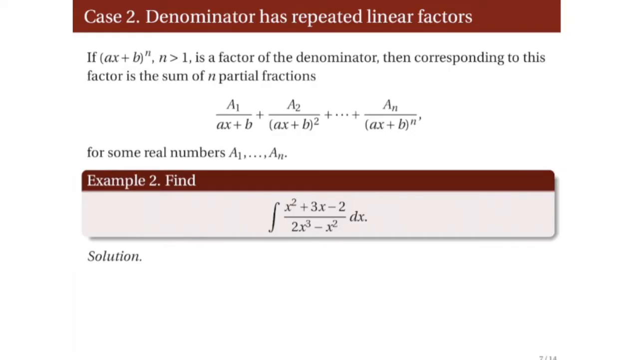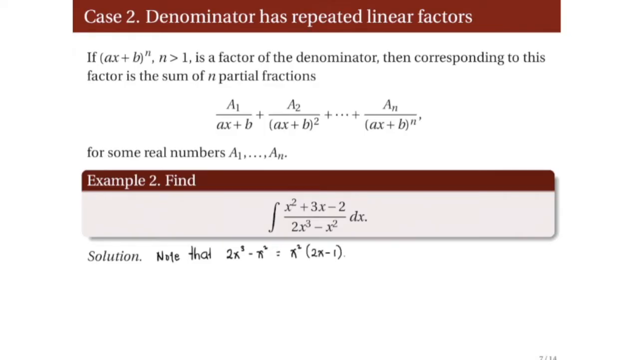So, as an example, let's find here an antiderivative of x squared plus 3x minus 2 all over 2x cubed minus x squared. So, notice here na yung denominator natin can be written in terms of the following. So again, note that 2x cubed minus x squared can be written now as x squared multiplied by 2x minus 1.